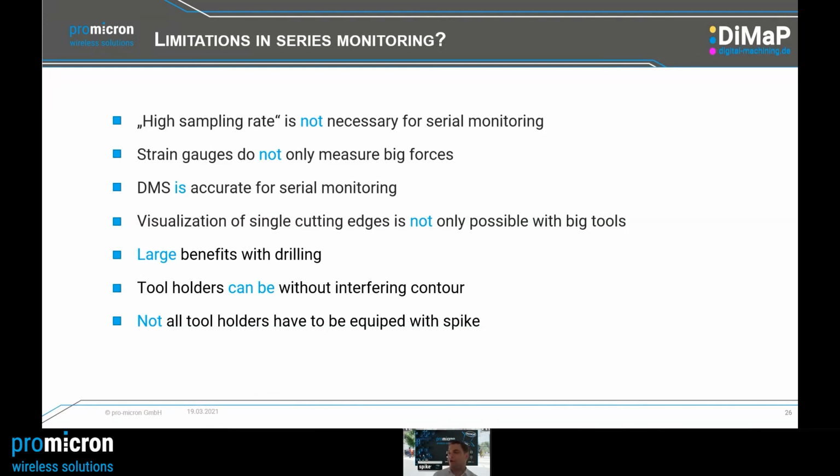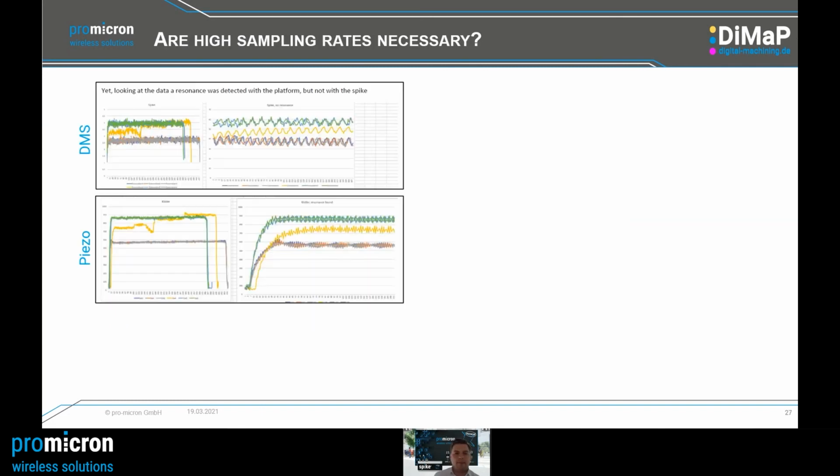My most heard excuse or limitation for mass production is, I cannot mount every tool holder or replace every tool holder in my production with Spike. Here, I would like to explain again how we think Spike can help. Let's go into the first point.